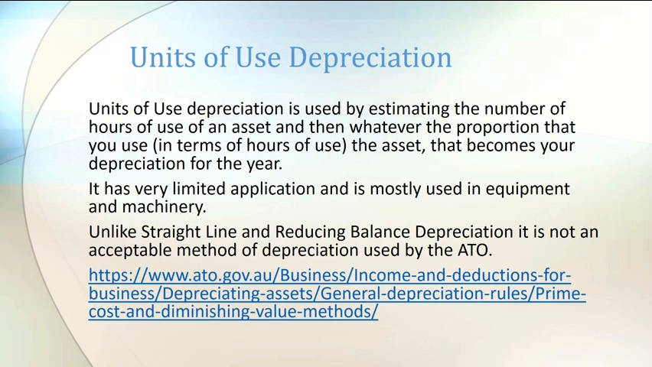Units of use is used by estimating the number of hours of use of an asset, and then whatever the proportion that you use in terms of hours of use, that becomes your depreciation for the year. It has very limited application and is mostly used in equipment and machinery, where, for example, you estimate you're going to have 10,000 machine hours, and then you can work out your depreciation from that. Unlike straight line and reducing balance depreciation, it is not an acceptable method of depreciation used by the ATO.